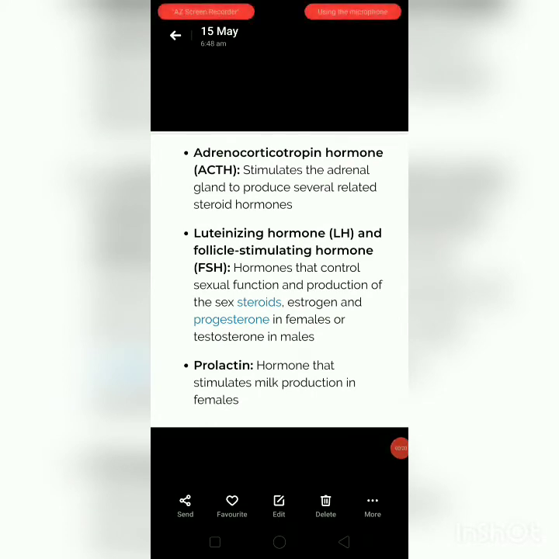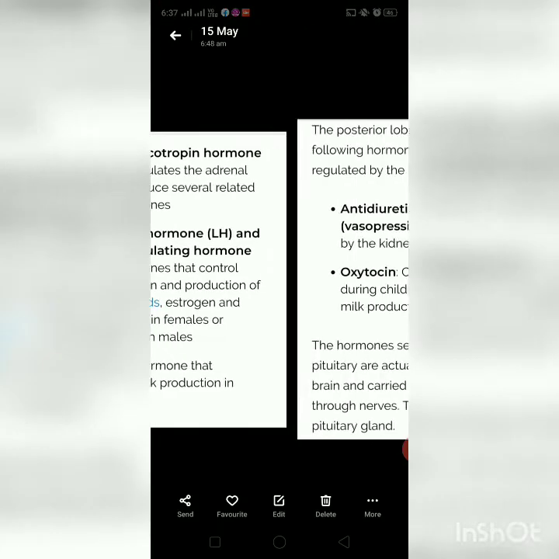Adrenocorticotropic hormone, ACTH, stimulates the adrenal glands to produce several related steroid hormones. Luteinizing hormone and follicle stimulating hormone control sexual functions and the production of the sex steroids, estrogens and progesterone in females or testosterone in males. Prolactin stimulates milk production in females.